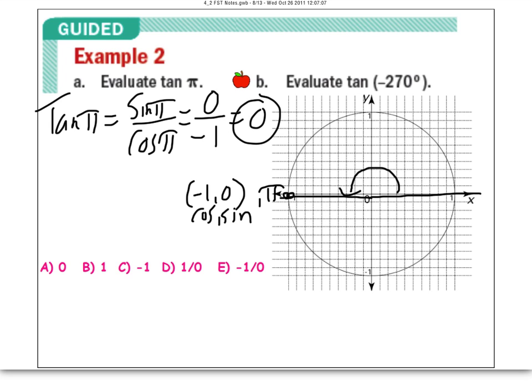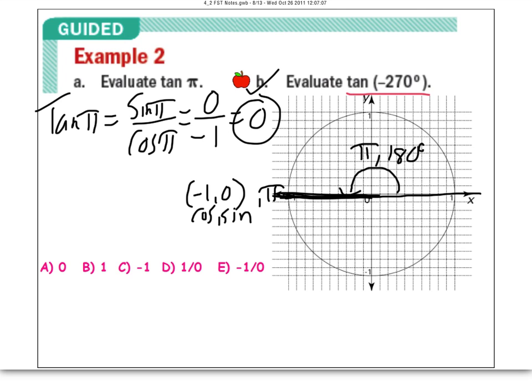Now remember what I said tangent is. It's the numerical value of the slope that creates that angle. If this is a pi movement, by the way, that's 180 degrees. What is the slope of this line that makes 180 degrees? It's flat. It's 0. That's why tangent equals 0.